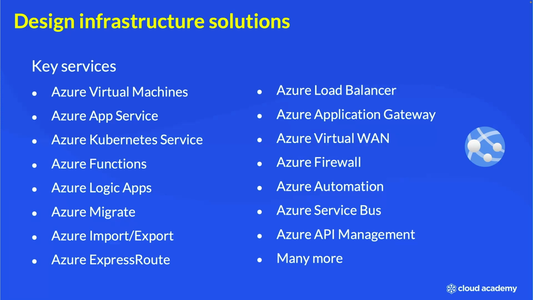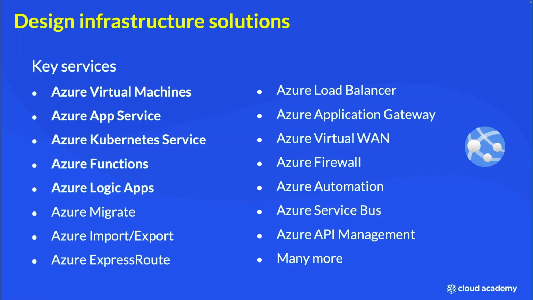Okay, so this includes things like virtual machines, app service, which is used to host web apps, Kubernetes service, which is for container orchestration, if you know what that is, Azure Functions, which is the main serverless offering, where you basically just upload bits of code and let Azure figure out how to host them. Logic apps, where you can set up automated tasks without having to know how to code. Azure Migrate, for migrating from your on-premises environment to Azure. Import-export is related to that as well.